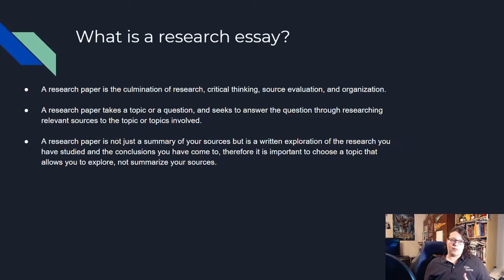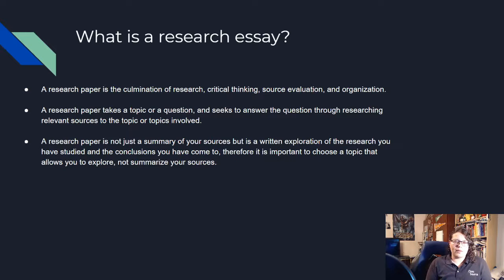A research paper takes a topic or a question and seeks to answer that question through researching sources relevant to the topic or the topics involved. So, you can write a paper about most anything when it comes to a research essay. The topics are generally very open, but most research essays tend to pose a question and seek to answer that question through researching sources relevant to the topic being asked about.